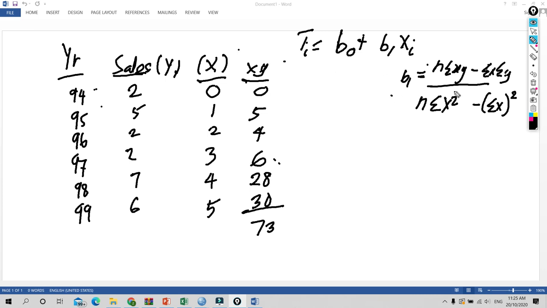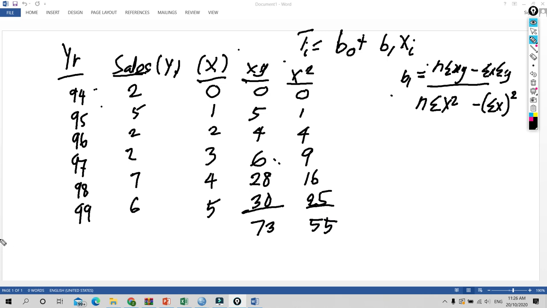Then this formula also involves summation of x squared, so we need to find x squared here. 0 squared is 0. 1 squared is 1. 2 squared is 4. 3 squared is 9. Here is 16, and this one is 25. If I add x squared together, 20 plus 10 is 30, we get 55. So here is 55.